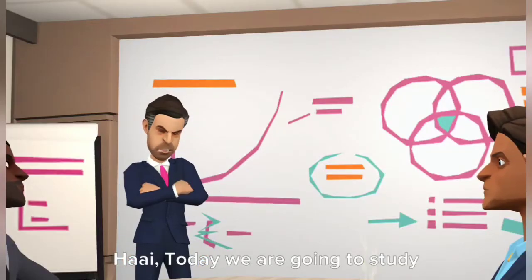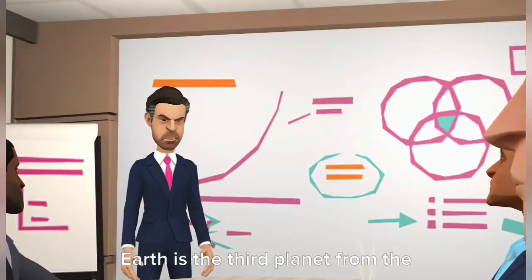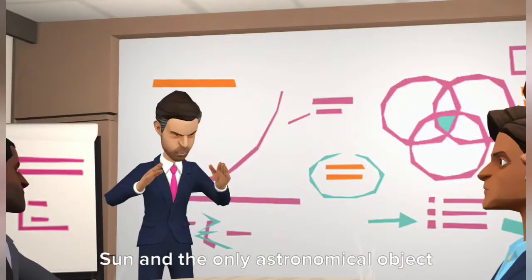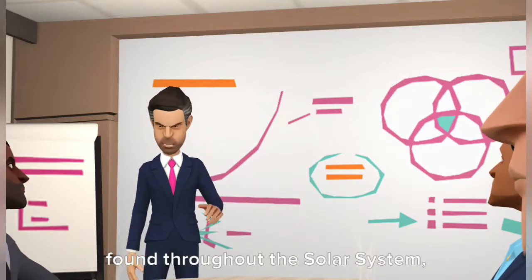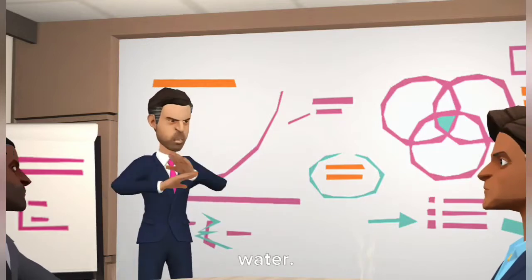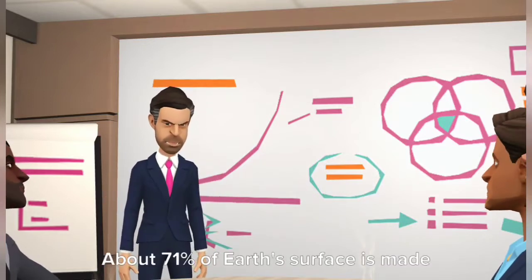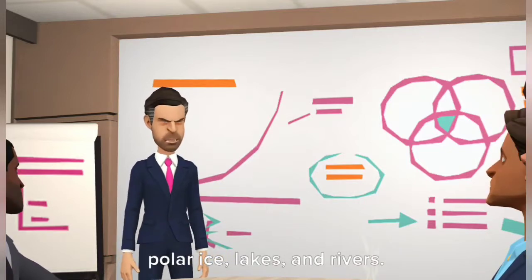Hi, today we are going to study about Earth. Earth is the third planet from the Sun and the only astronomical object known to harbor life. While large volumes of water can be found throughout the solar system, only Earth sustains liquid surface water. About 71% of Earth's surface is made up of the ocean, dwarfing Earth's polar ice, lakes, and rivers.